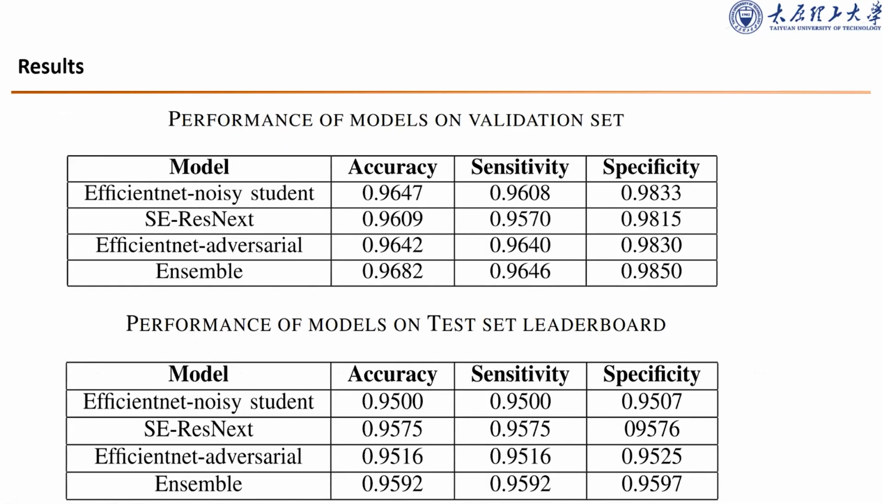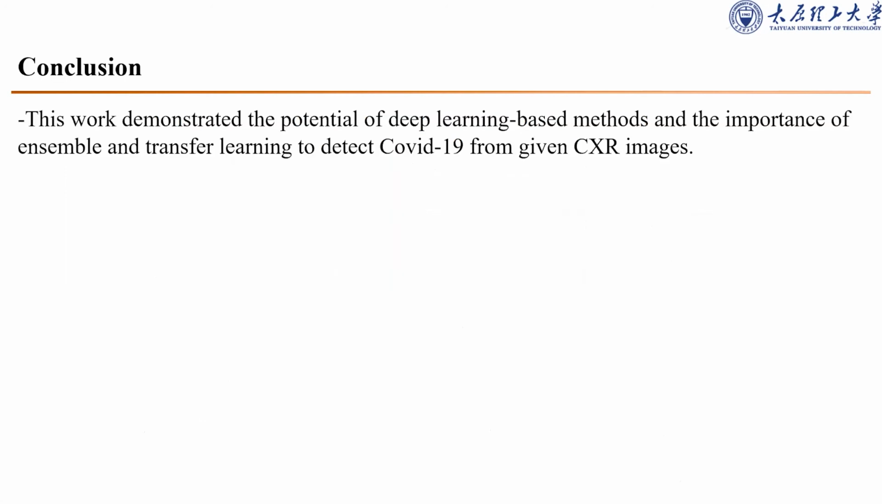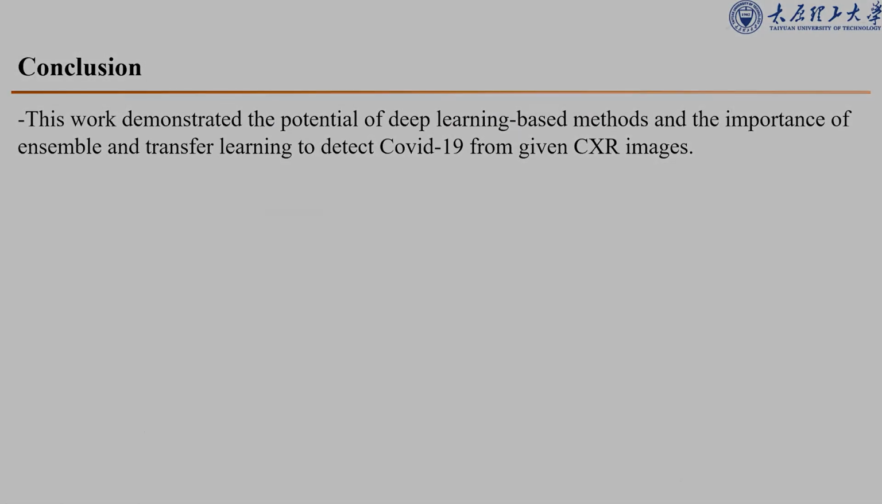And this is the result of our models on the validation and the test set. As you can see, the Ensemble model outperforms all the single models in all three metrics: accuracy, sensitivity, and specificity. So finally, in conclusion, our work demonstrated the potential of deep learning based methods and the importance of ensemble and transfer learning to detect COVID-19 from the given chest X-ray image. Thank you.